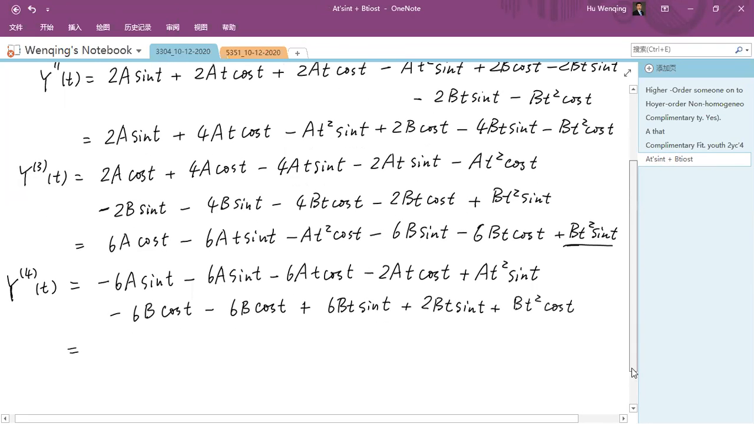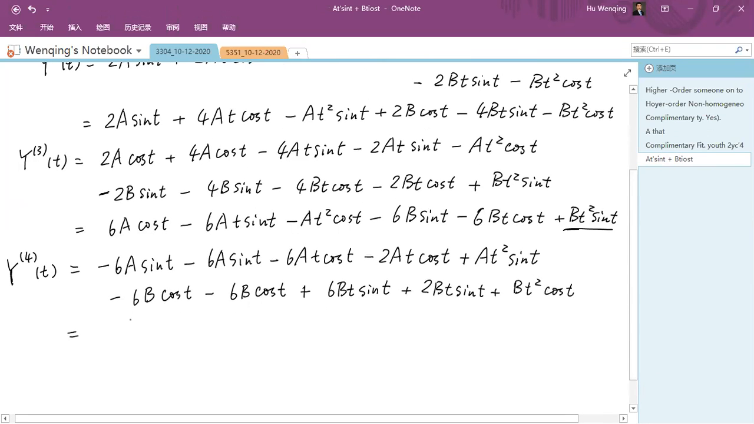Now you collect the terms. You're going to see that this is minus 12 times a sine t, and then minus 8 times at cosine t, and then plus at squared sine t. And then you have minus 6 times b cosine t minus 6 times b cosine t.